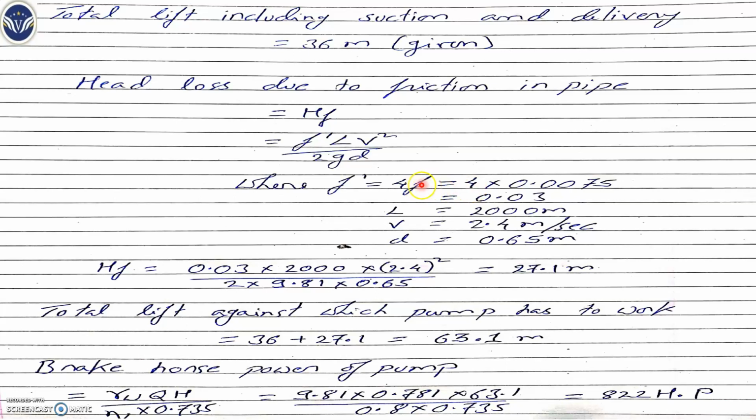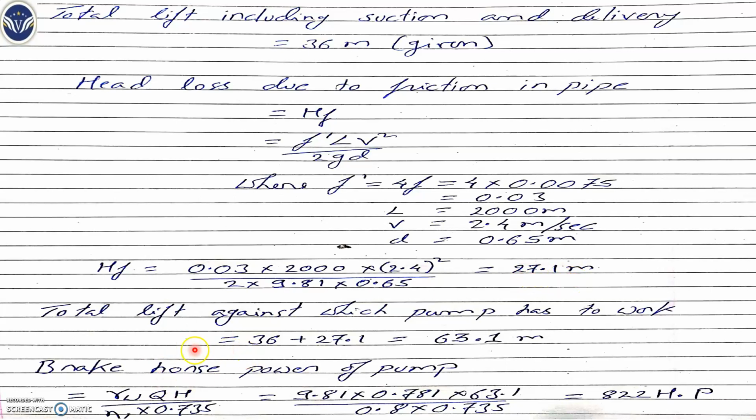You need to multiply it by 4. He has given F, he has not given F dash, so that point you need to remember. We require F dash here, not F. Only F he has given, so you need to multiply it by 4. That value is around 0.03. L is already given, V is already given, and D we have calculated. By doing so, we have calculated HF, which is equal to 27.17.